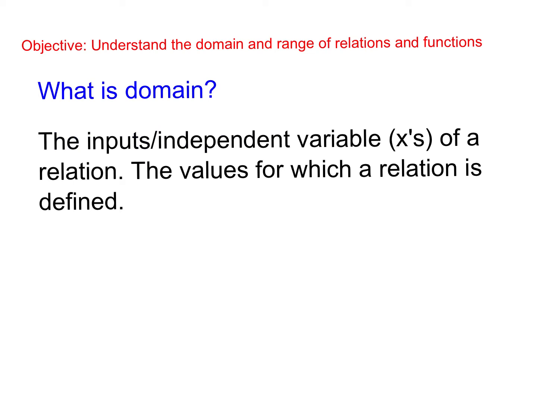Okay, domain. There's lots of ways that it's taught throughout the years. It's your inputs, it's your independent variable, it's your x values. Basically, it's the values for which something is defined, right? What am I allowed to plug in? So if I say my relation is a blender, what am I allowed to put in a blender without it being destroyed? I can put in ice, I can put in food, lots of different food. If I put in rocks, it would be destroyed, so that wouldn't be in the domain. The domain would be all the food that I'm able to put into a blender.